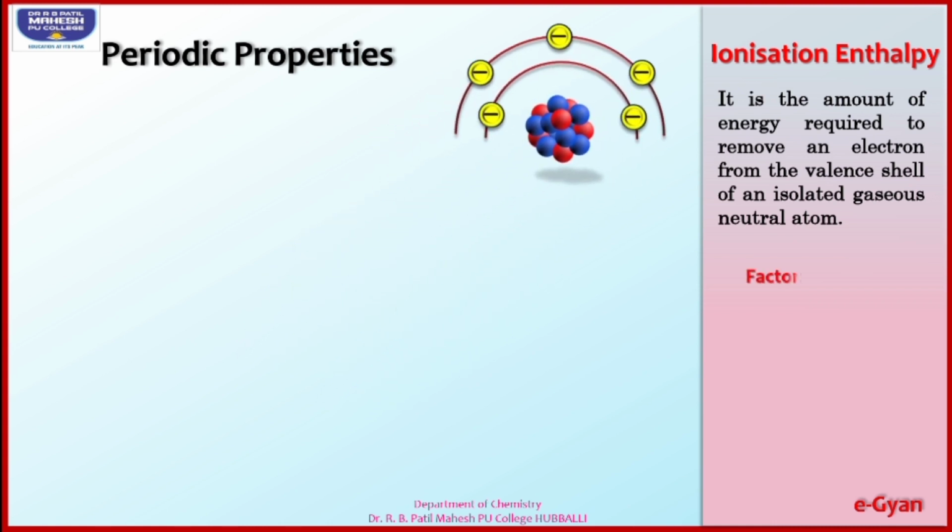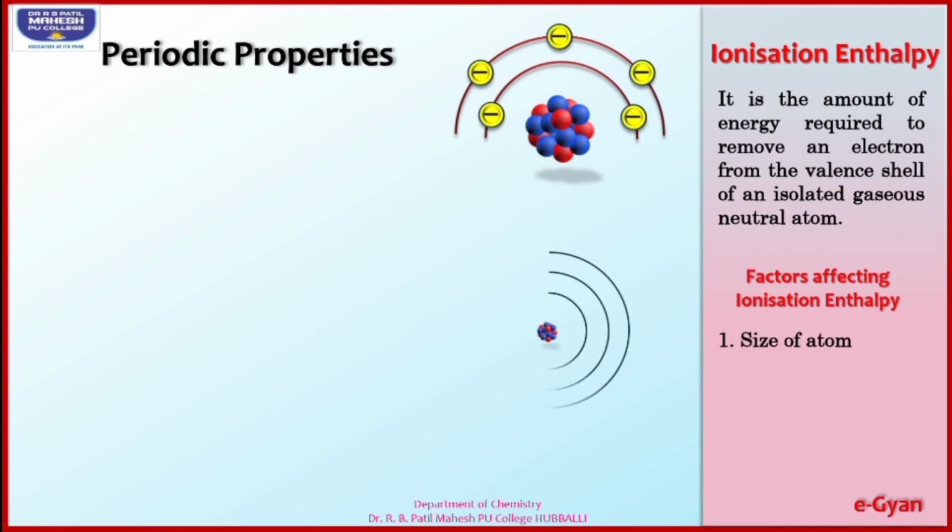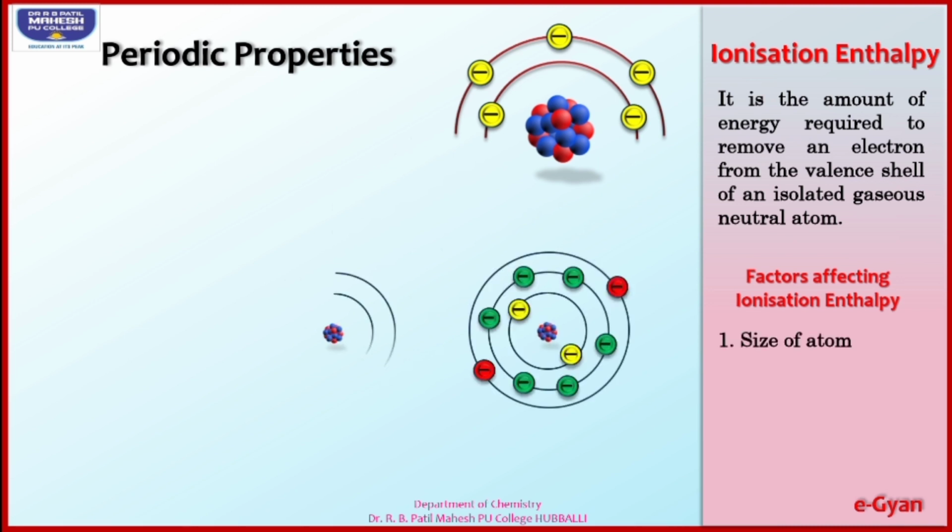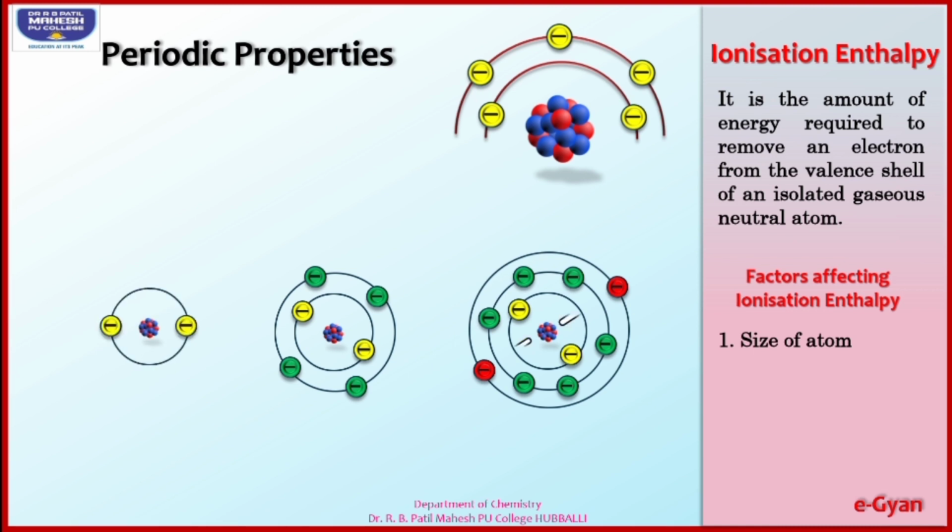Factors affecting ionization enthalpy. First one, size of atom. So there is a first atom, second atom, third atom. You can observe there is a presence of different number of shells in the three. So size of atom is going to increase from left to right. The first one is having smaller size, second increased in size, third even bigger compared to the other two.